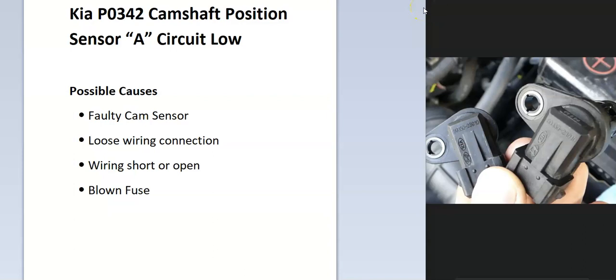So today I'll talk about a Kia with the P0342 code, what it is and how you go about fixing it. So what is a Kia P0342 code? Well, it's a camshaft position sensor A circuit low. And what does this mean?